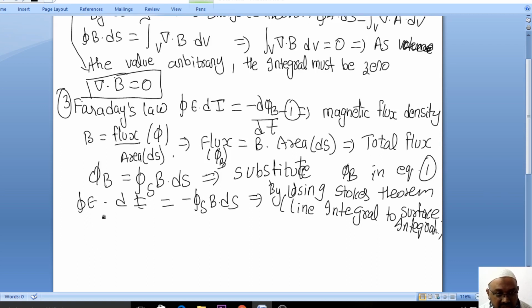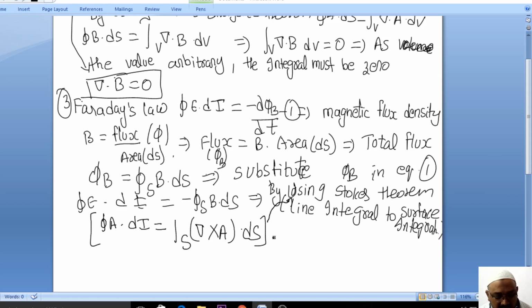If there is any function A, then A into dl can be converted into the surface integral of del cross A into ds. You can see this is the Stokes theorem, which I'm talking about. So we need to convert this particular equation. How am I going to write this? You can see.